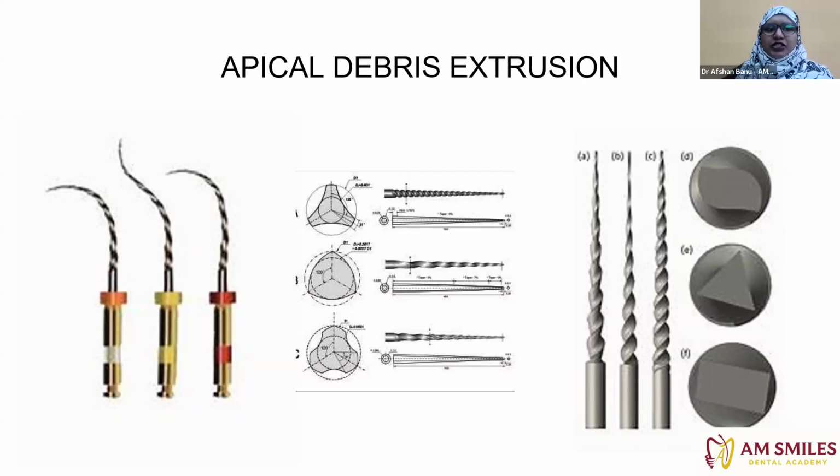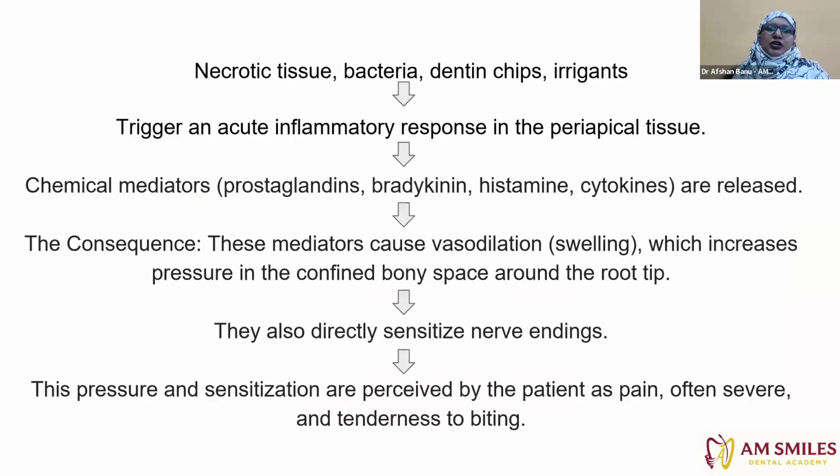Now the topic is which type of file is going to reduce apical debris extrusion and which types of file will increase your debris extrusion. Now coming to what happens. When the file pushes your debris into the apical region, an acute inflammatory response in the periapical tissue is triggered, and that will cause the release of chemical mediators like prostaglandins, anti-allergy mediators like histamine, and cytokines. These are going to cause inflammation and vasodilation in the periapical region. So they will create a huge pressure.